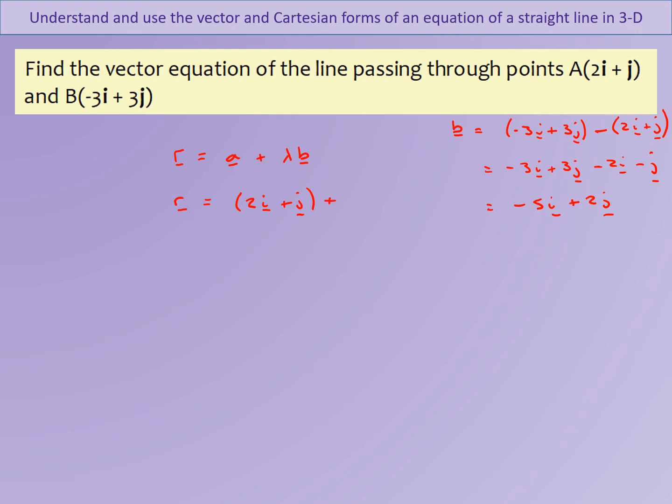So we can add that onto our equation. Lambda times minus 5i plus 2j. Alternatively, we could write this in column vector form. 2i plus j is the vector 2, 1. And minus 5i plus 2j is the vector minus 5, 2. Those two are equivalent.